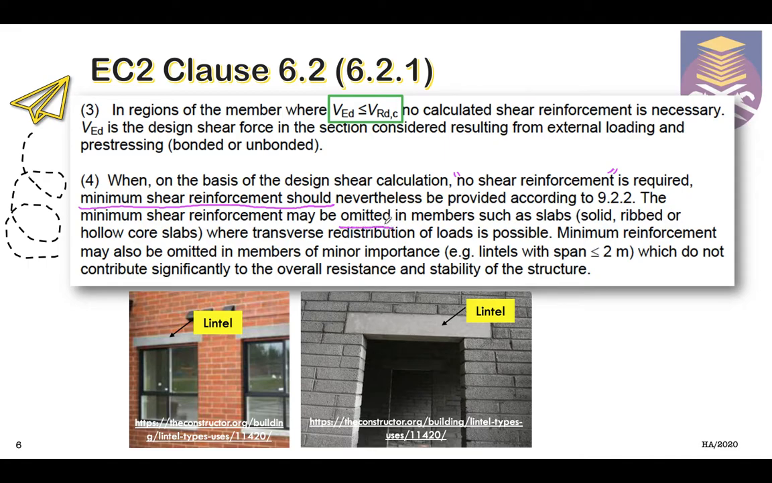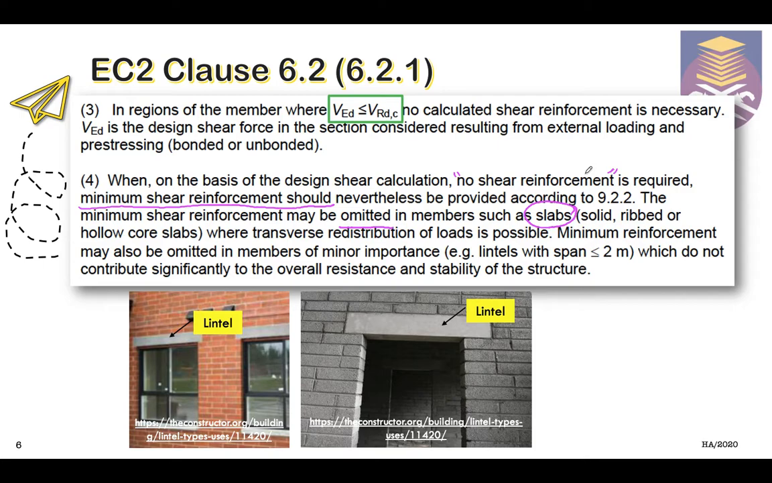The minimum shear reinforcement may be omitted, so we can omit these links, if we have members such as slabs, so solid slab, ribbed slab or hollow core slab where transverse redistribution of loads is possible. If you still remember in the design of a reinforced concrete slab, we do not provide any shear links. So why is that?